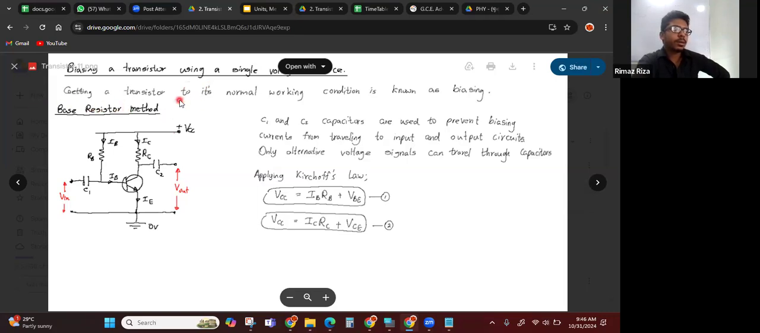Getting a transistor to its normal working condition is known as biasing. So you write down, and so here we can use the base resistor method. Write down that we can draw the circuit.